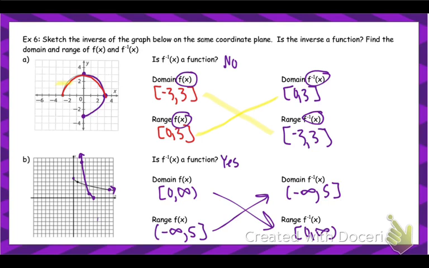But let's start with the original. That red graph does not pass the horizontal line test. If you draw a horizontal line, you touch 2 points. That means that the inverse of that is not a function. But looking at B, that graph does pass the horizontal line test. I can draw a horizontal line anywhere on that original graph, and it does not touch more than 1 point. So the inverse of that graph is a function.